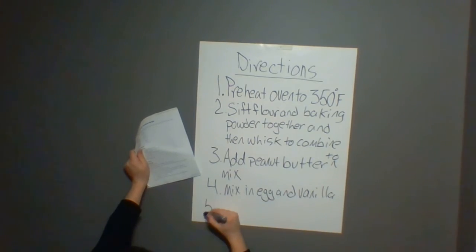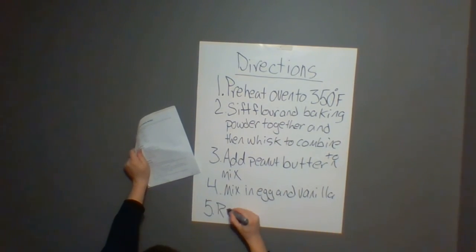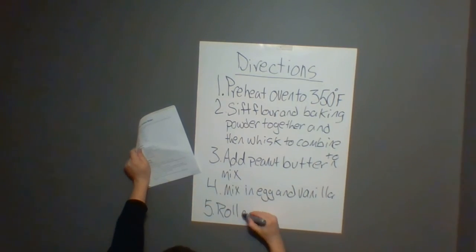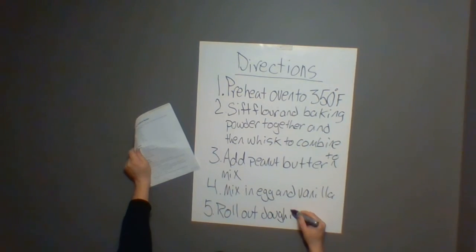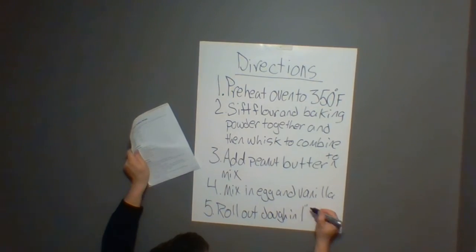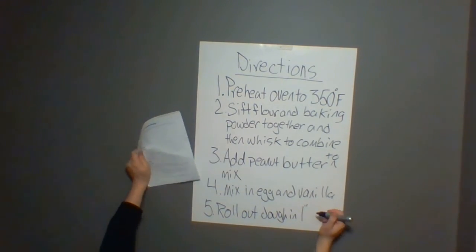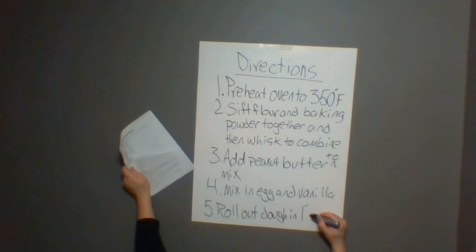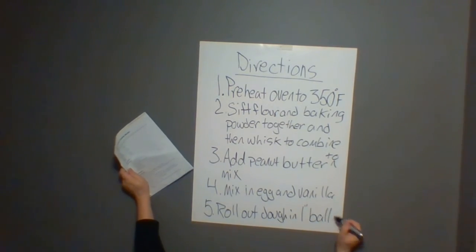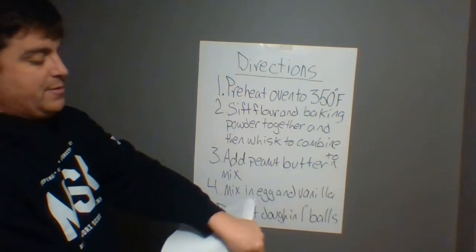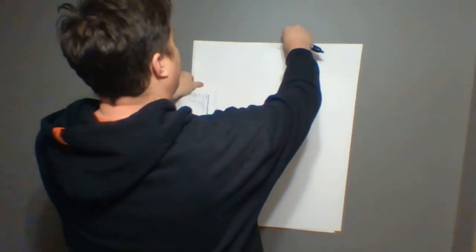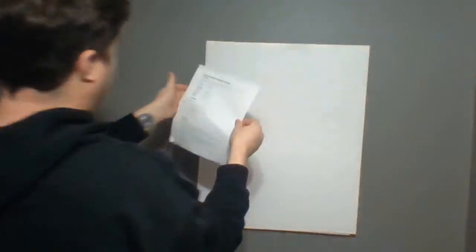So we'll write our 5 in line with the numbers. Roll, 2-finger space, out, dough, in 1. And then we're going to put 2 little lines here. That symbolizes an inch, so we don't have to write it. And balls with an S, because it's plural, because we're going to have more than one cookie. So we got to use that S. That S is so important in our language for forming words that are plural, especially. Okay, so now we'll go to our next sheet of paper.